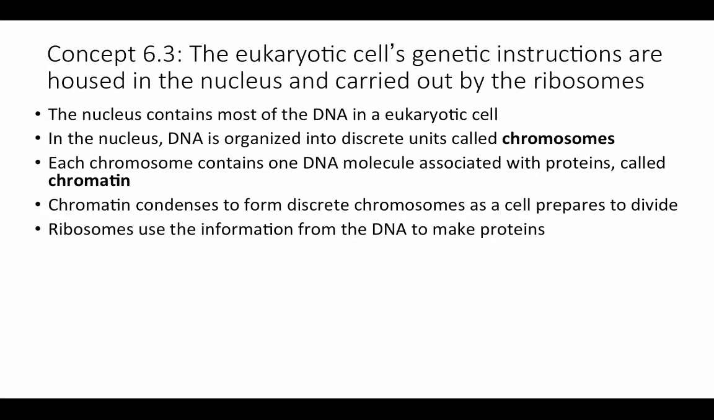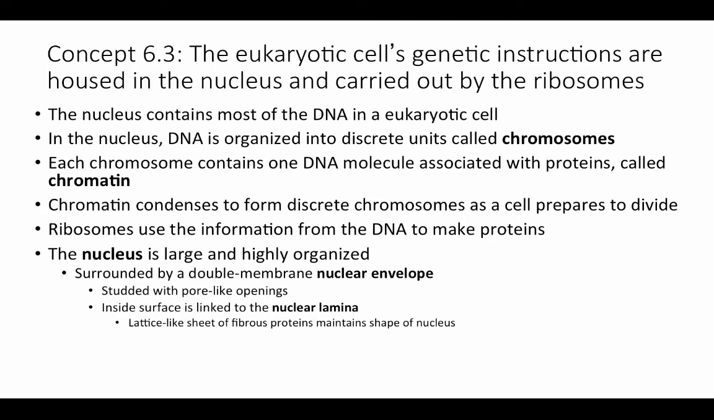The RNA is the unit that actually travels out of the nucleus to where the ribosomes are. So the nucleus is usually the largest structure that you see inside the cell, and it's highly organized. It's surrounded by a double membrane called the nuclear envelope, which is studded with little pores. So you'll see these little openings. Those are the pores where the messenger RNA is transported out of that cell nucleus to send those instructions to the ribosomes. And the inside surface is linked to a structure composed of the cytoskeleton. You'll learn more about that in the next web lecture.